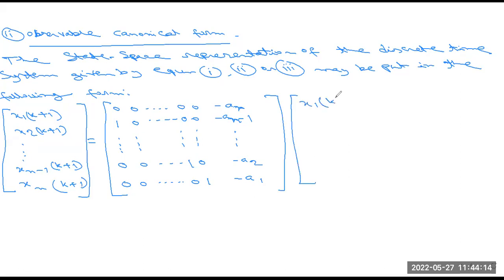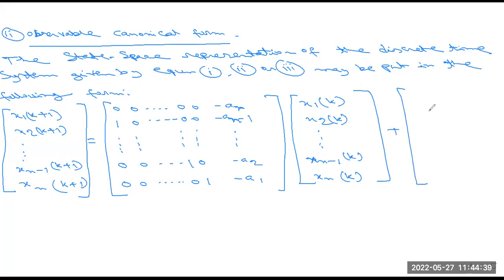So this is the x1(k), x2(k), dot dot, x(n-1)(k), another one x(n)(k), plus another term, that is bn minus an b0, then next one, b(n-1) minus a(n-1) b0, dot dot, b2 minus a2 b0, b1 minus a1 b0.